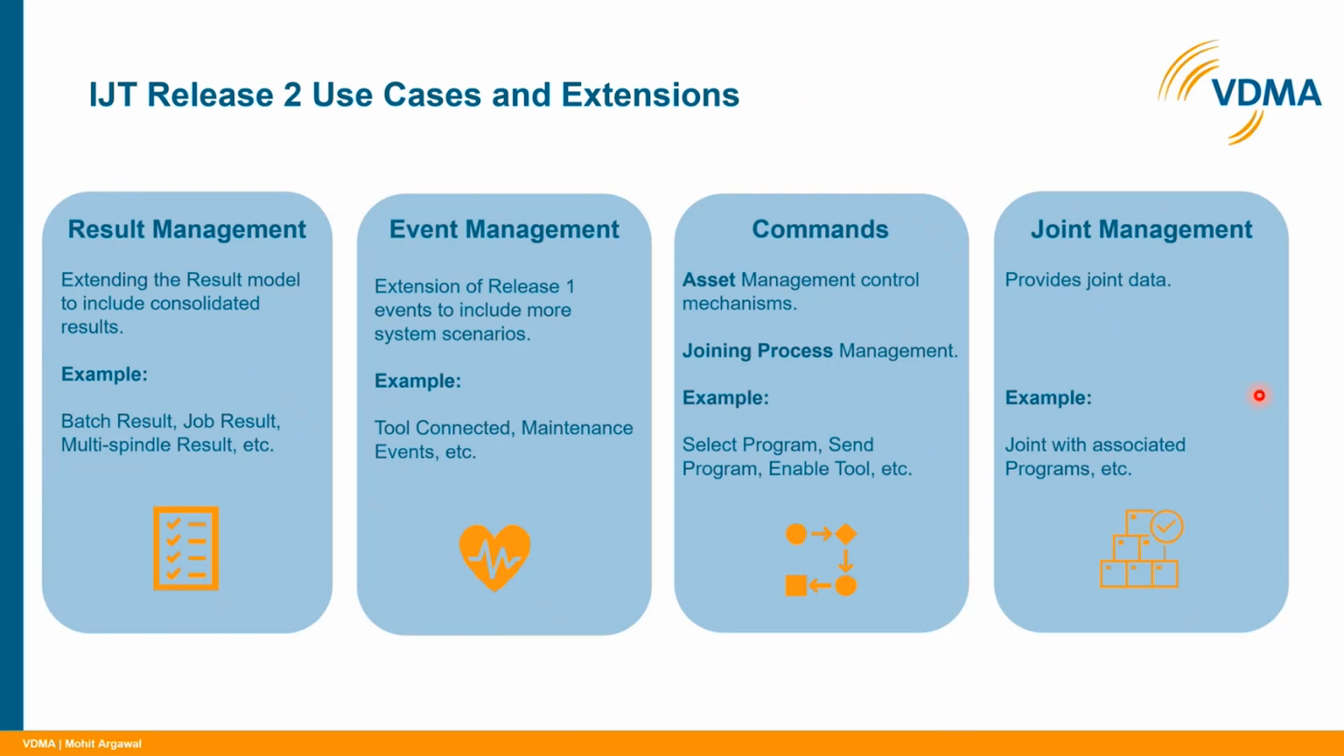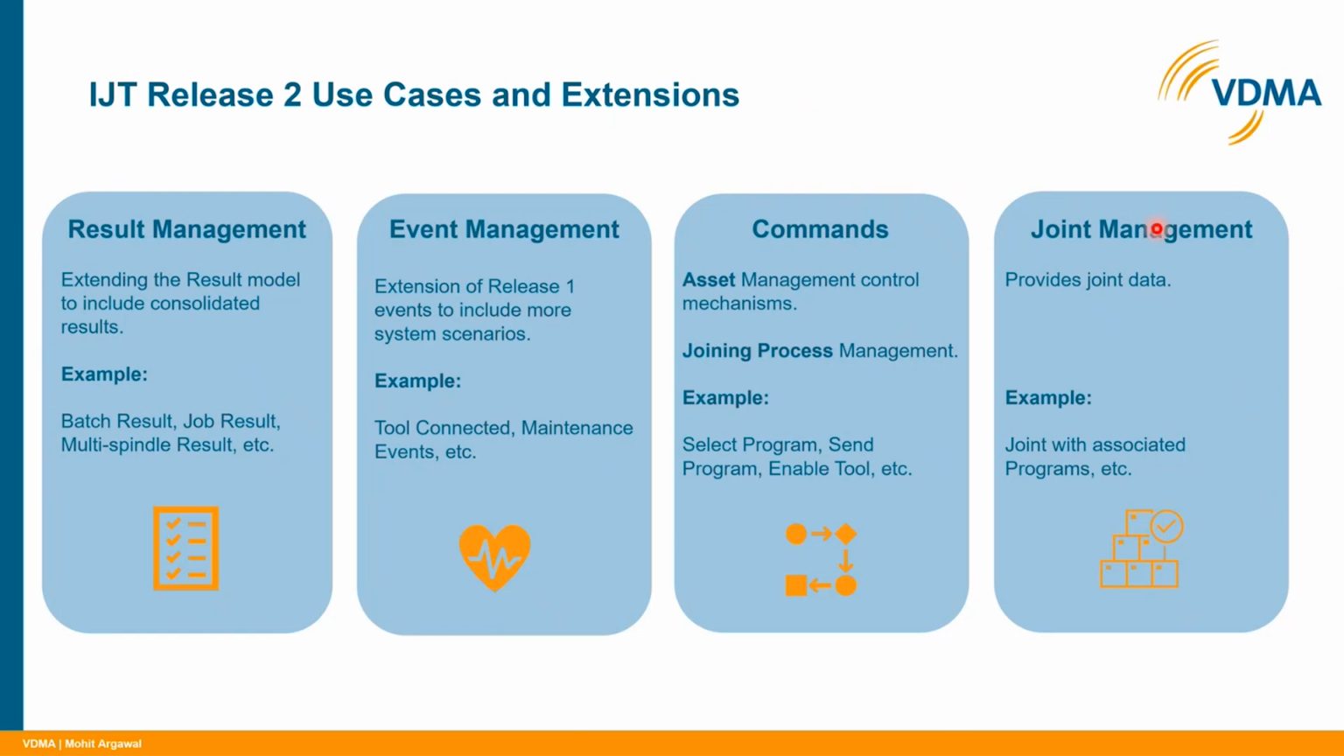The third use case, which is very important again, is a control mechanism. In the tightening domain, this use case is called commands. Basically, it is a set of methods which can be used by external clients to communicate with the underlying joining system. Somebody would like to select a program. Somebody would like to start a program. Somebody wants to get a list of processes or programs available, lock the tool, and so on. So we have defined more than 40 different commands in the specification.